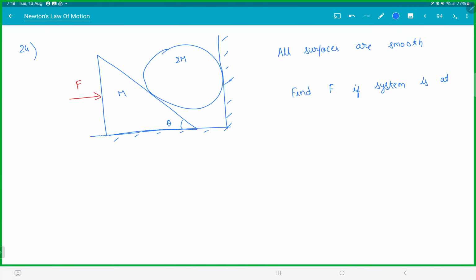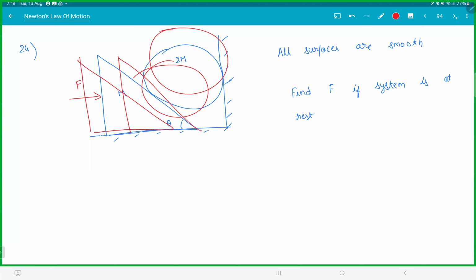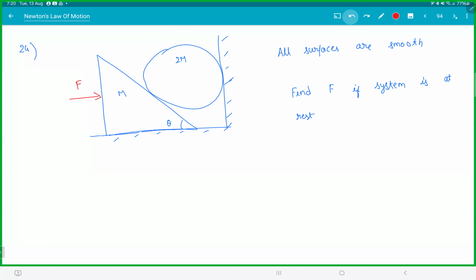So let's get this. Find F if the system is at rest. Now think about what happens. If you don't apply enough force, the wedge will come back, the ball will drop. If you apply too much force, the wedge will go forward, the ball will go up. So there is a particular amount of force, if you apply, the system will just be at rest. Let's get this, everyone. This free body diagram we have drawn, now we are solving it. So today we are not moving many of the things, but slowly we are just bumping up.